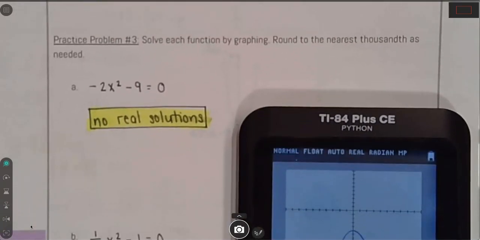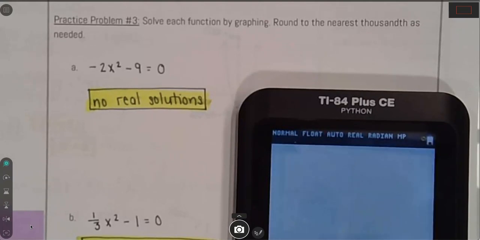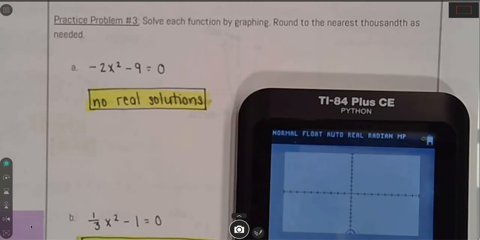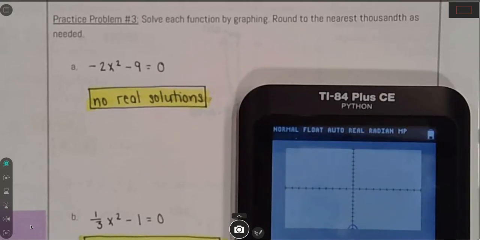And finally, this is going to be the last one I do in this video because everyone's filing into the class now. We've got negative 2x squared minus 9. Graph it, and you'll notice this one also does not hit the x-axis, so no real solutions.